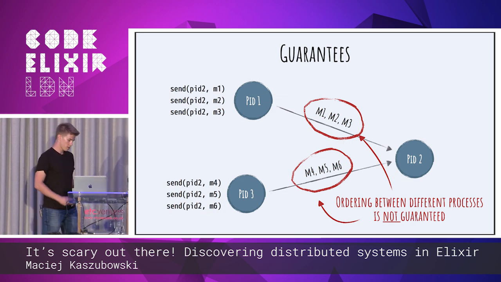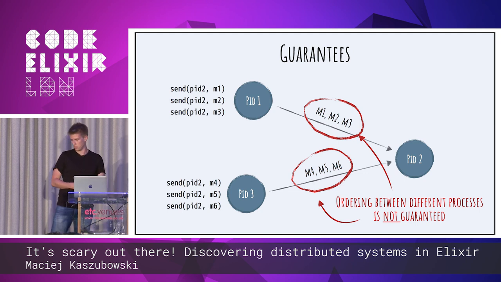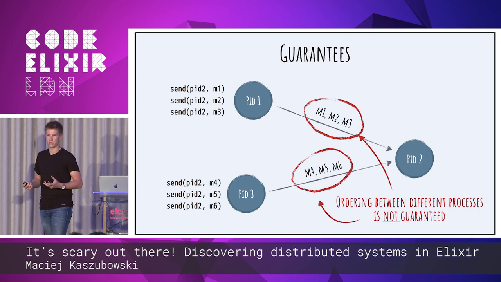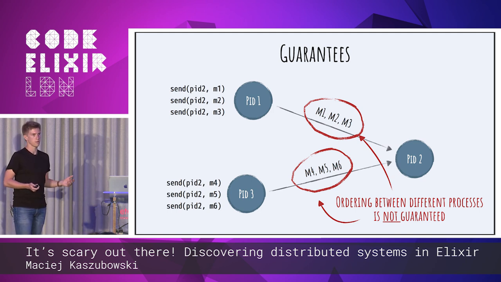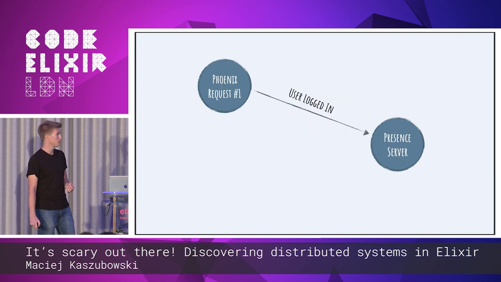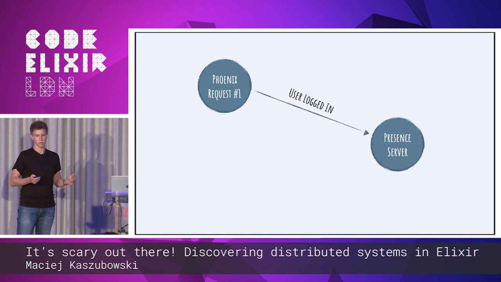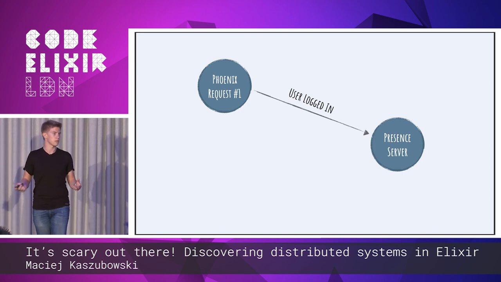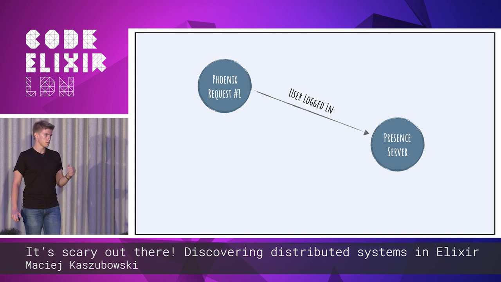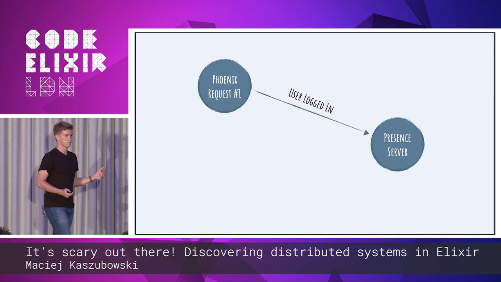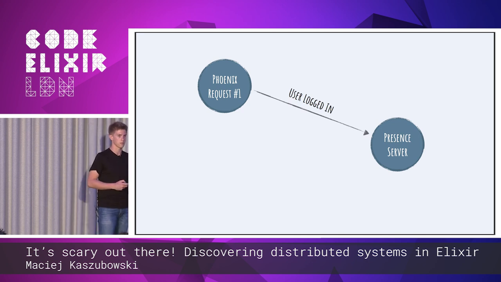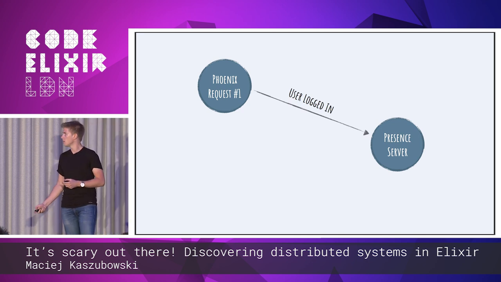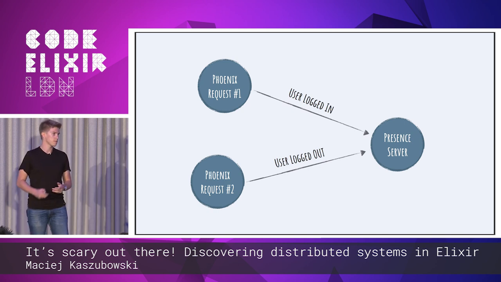Because we may imagine that we would write a simple presence mechanism, and we would like to know whether the user is online or not. So we could create a presence server running on some node or running on every node for that matter. And when the user logs in, a Phoenix process handling the connection will send a message to this process saying that the user has logged in. And when the user logs out, the next message will be sent.